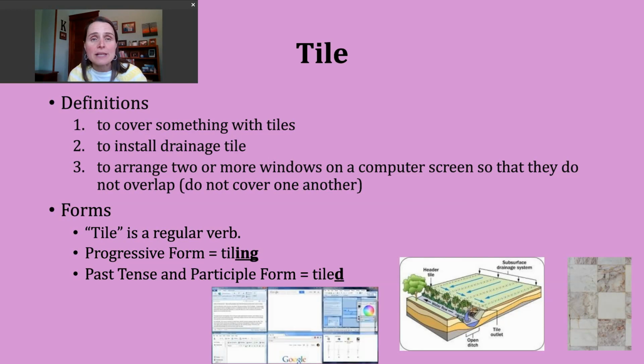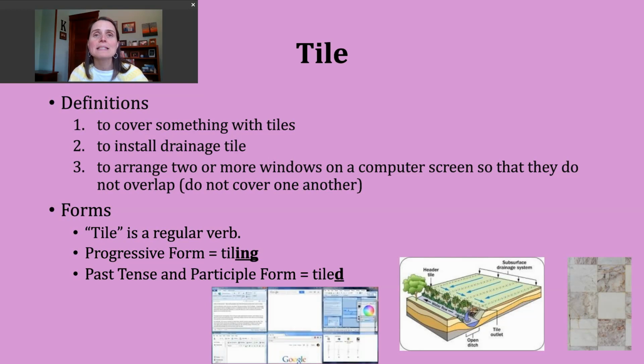To make the progressive form of this verb, you need to drop the E before you add ing. And that's because our verb ends in the pattern vowel consonant E. Now, our past tense and participle forms of this verb could be made by just adding the letter D.